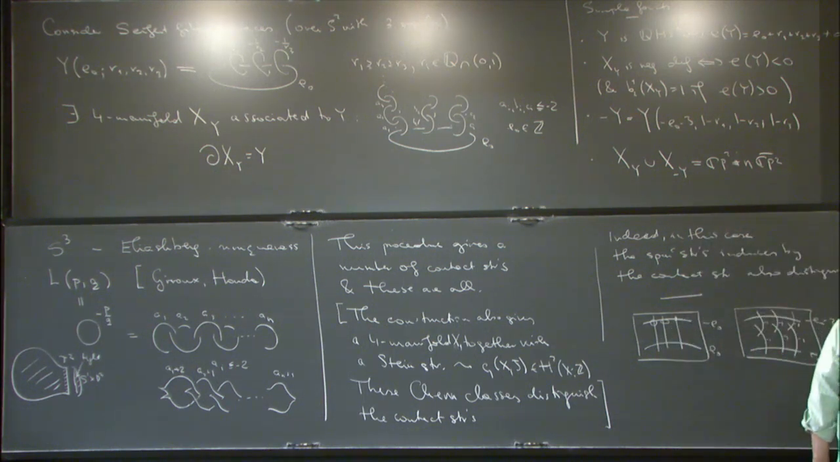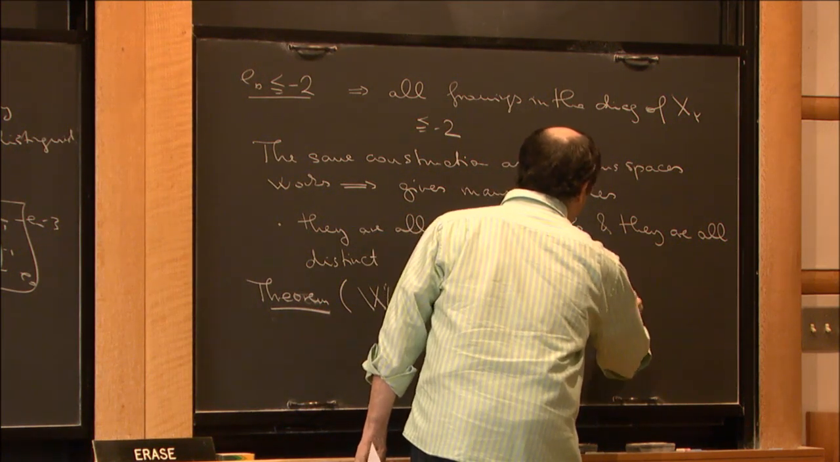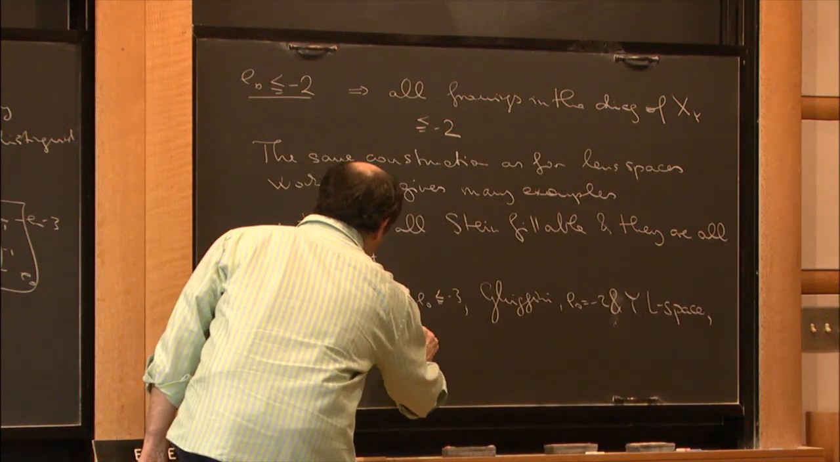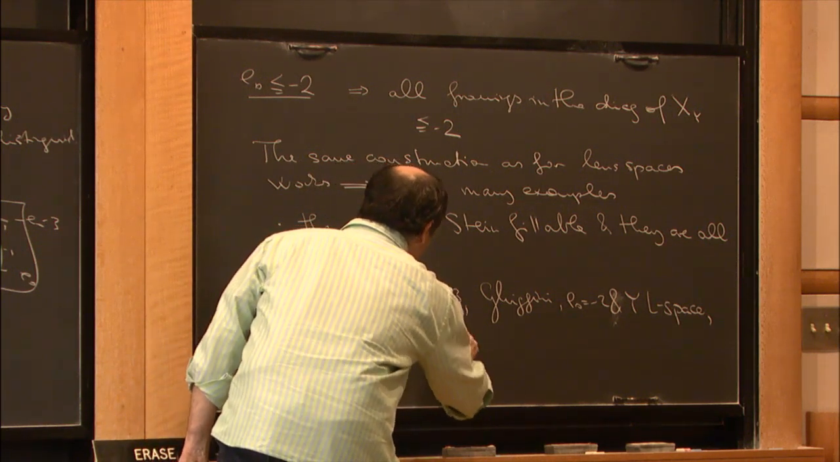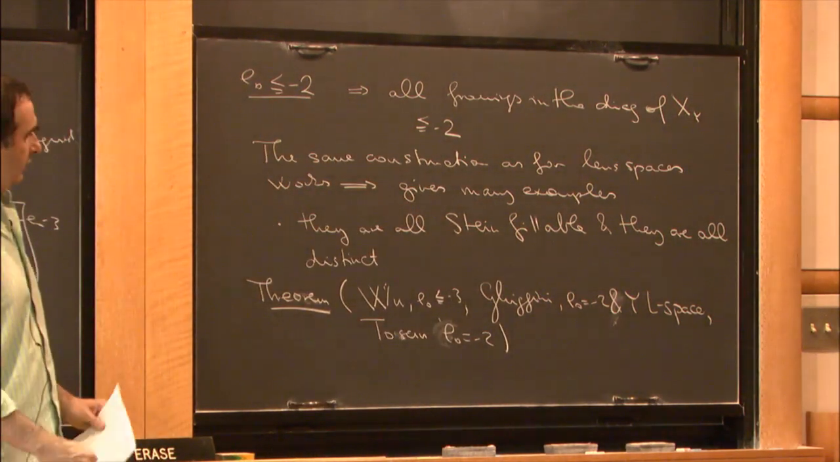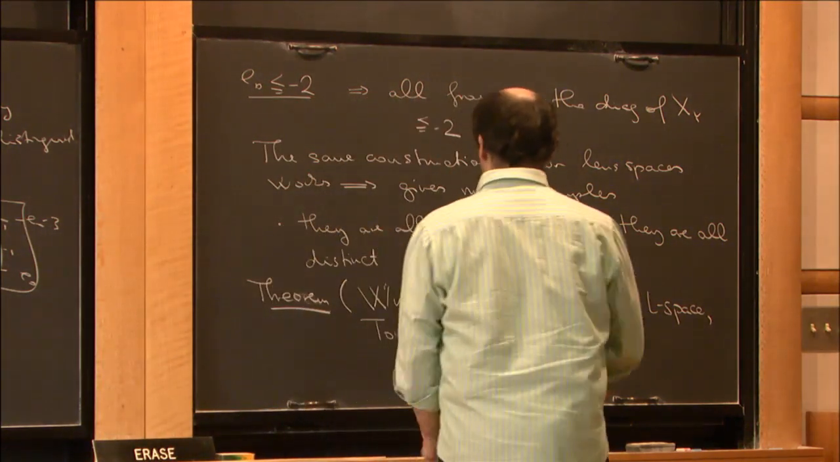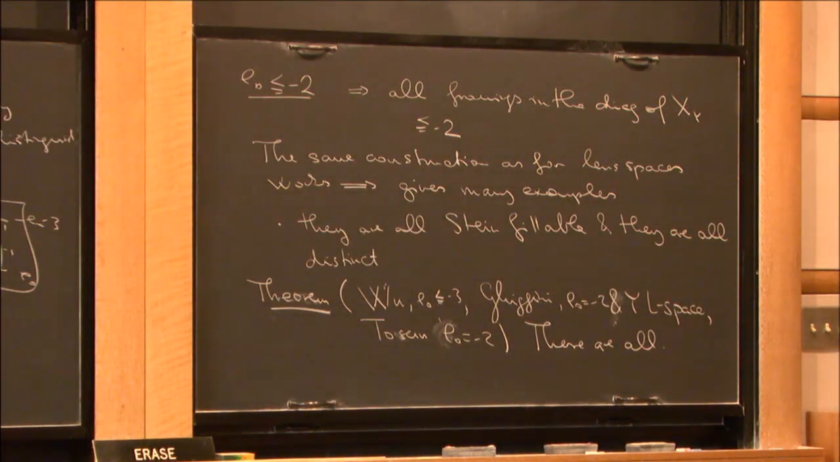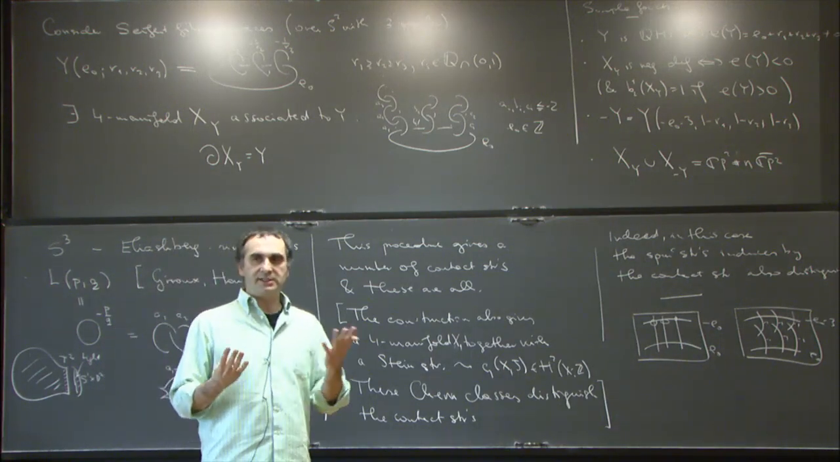And now the theorem. The proof is due to Van Horn-Morris in the case when E0 is actually less than or equal to -3, and Paolo Ghiggini if E0 is -2 and Y is an L-space. And that's a recent result of Bülent Tosun for E0 equals -2. So this is a long line, and the theorem will be very short, which says that these are all. So somehow the picture is very similar to what you saw for lens spaces. There is an obvious way to construct contact structures. They are all Stein-fillable, and somehow the Stein filling itself distinguishes them.